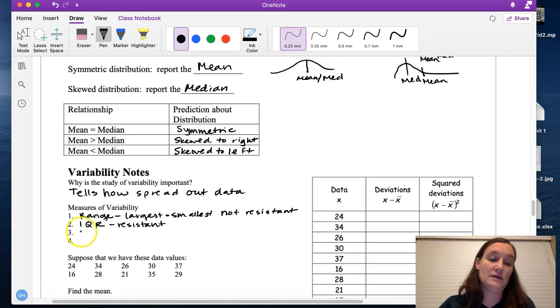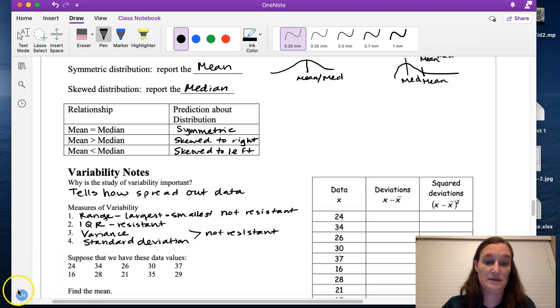And then the next 2 kind of go together, the variance and the standard deviation. They're basically the same thing. The standard deviation is the square root of the variance. Those are very much not resistant. They are based off of the mean, how you find them. And we'll talk about how you find them in the second video.